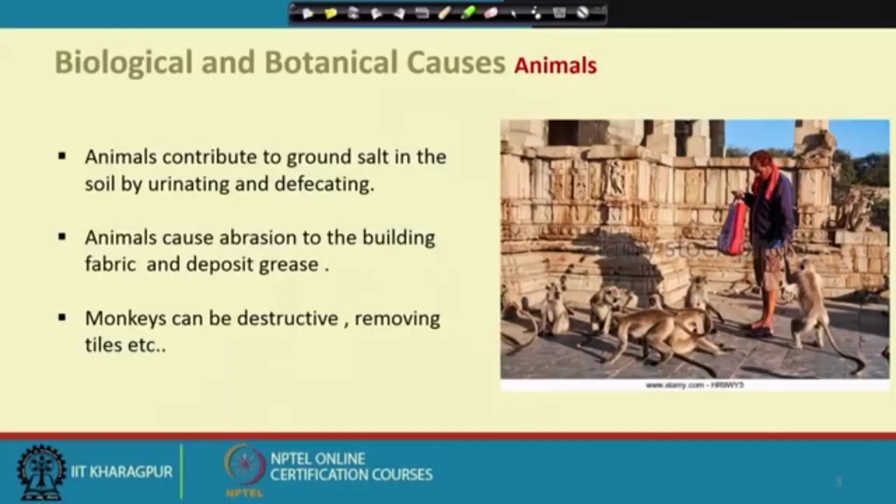Another sight which we confront very often is the monkeys, and they cause a lot of problems to the tourists and others. They are also sometimes given food, and because of that they come and settle near the historic sites, and they can be very destructive, removing different things from the tourists and people, and also taking some of the tiles and other things which can be removed.